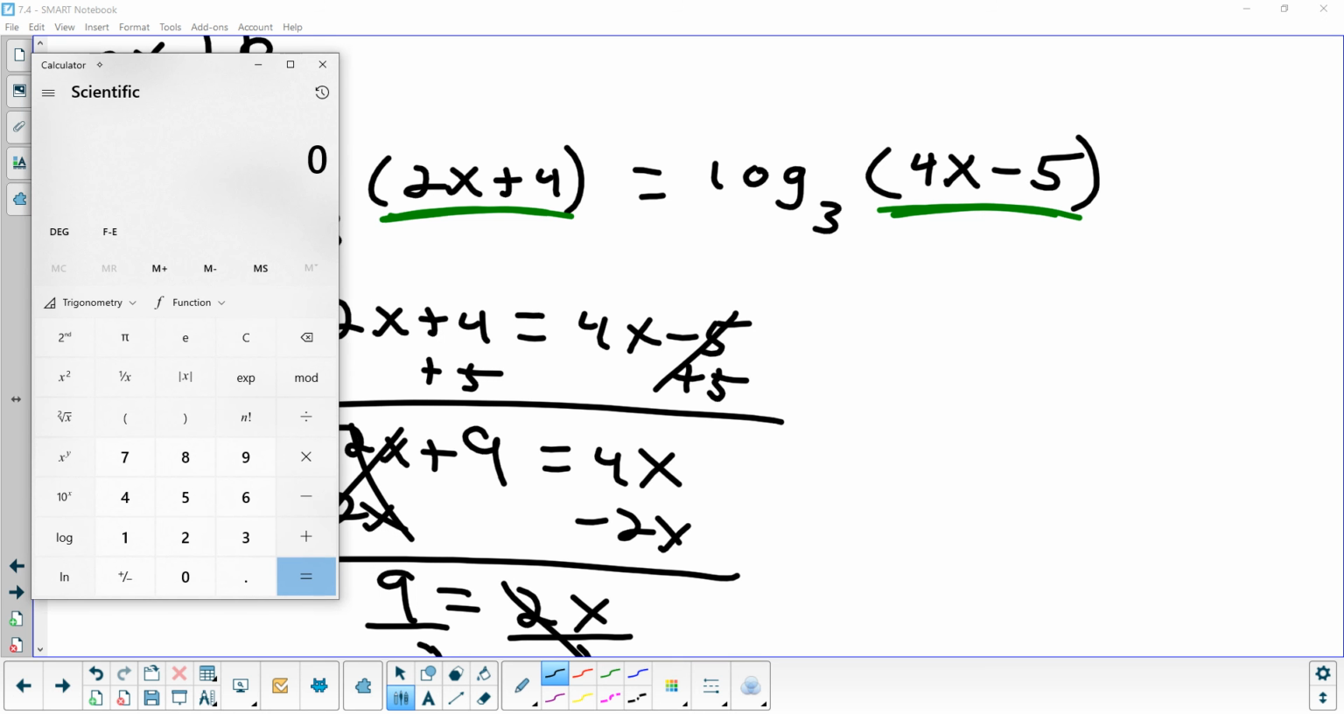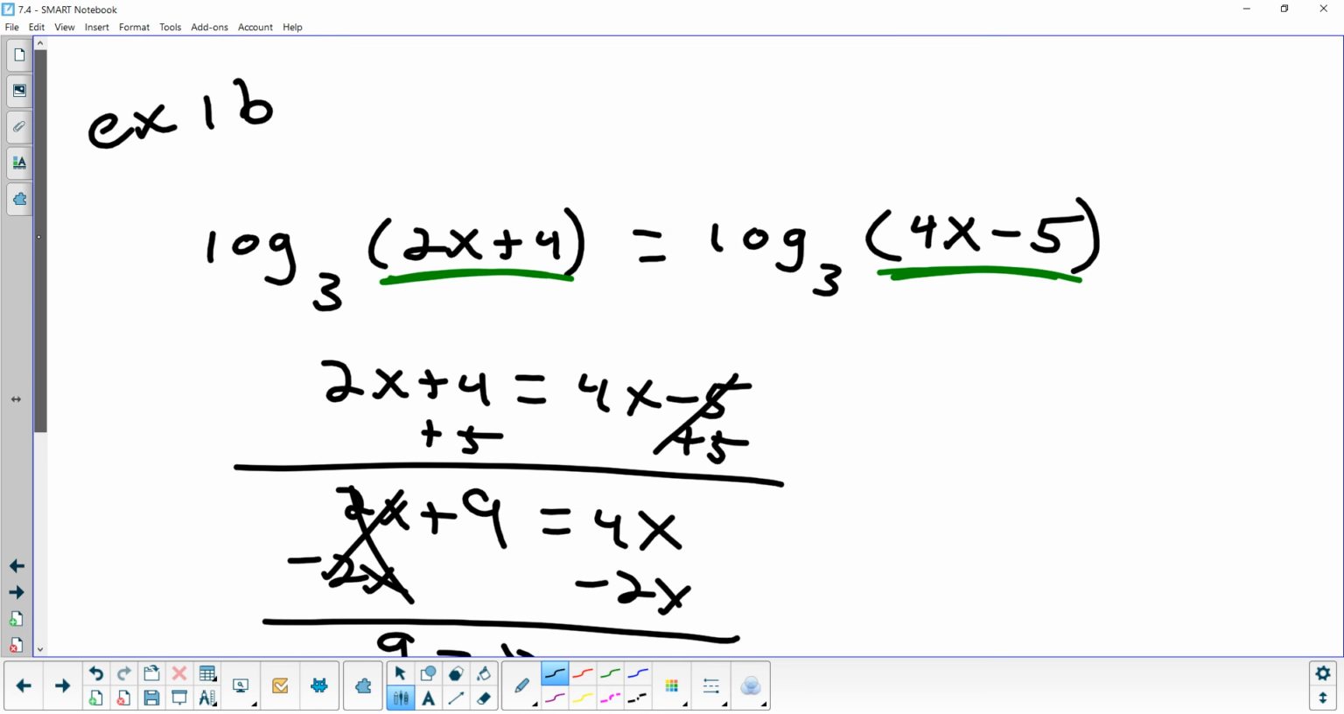Let's move that. So if we do 4.5 times 2 plus 4, I get 13 on the left. So my hope is I get 13 on the right. Let's see. 4.5 times 4 minus 5. Perfect. So if I plug 4.5 in, I get 13 on both sides, and that would make them match.